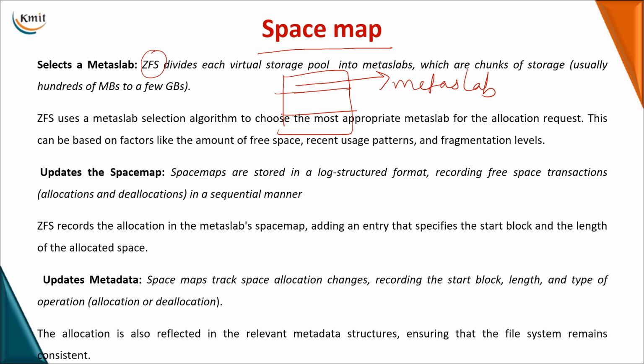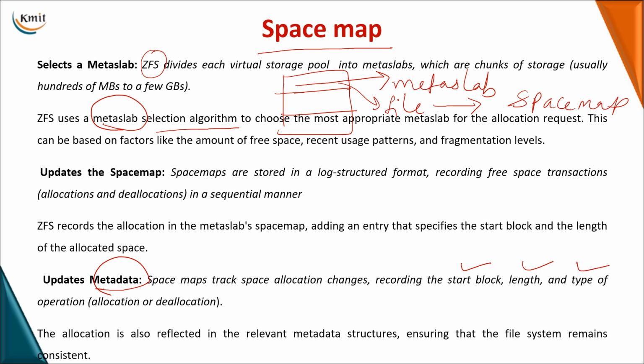Each meta slab can contain the data related to a file, and this file metadata will be stored in a space map. So you have to be very clear about these things. One is the meta slab, which is nothing but the partition in the available memory, and which partition to select will depend upon your selection algorithm. And we use the metadata, the data related to a file, such as the starting block, the length of it, and the type of the data you are storing.